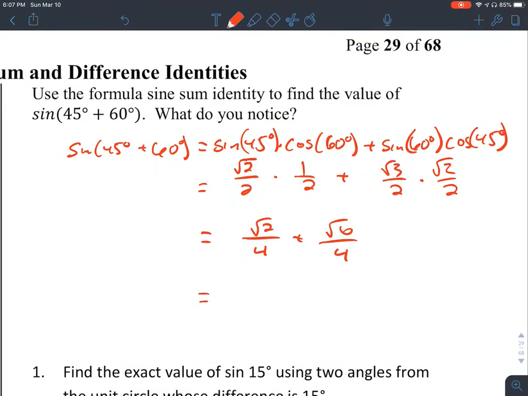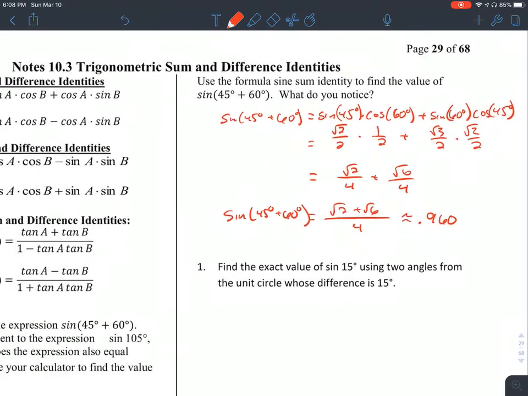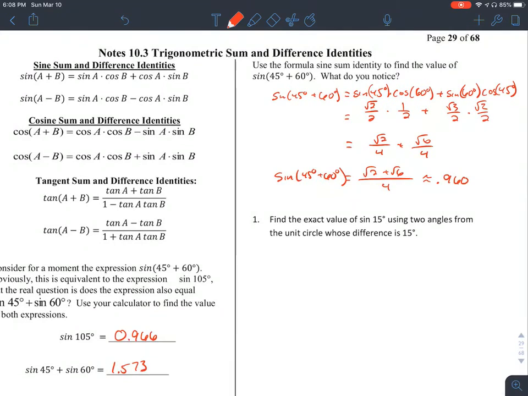We already have a common denominator, so to add this together, we get square root of 2 plus square root of 6 over 4. It does not simplify anymore. If you were to put that fraction into your calculator, guess what you would get? You would get 0.960. What do we notice about that? Well, you should notice that's the same as sine of 105, and that's because 45 plus 60 is 105.